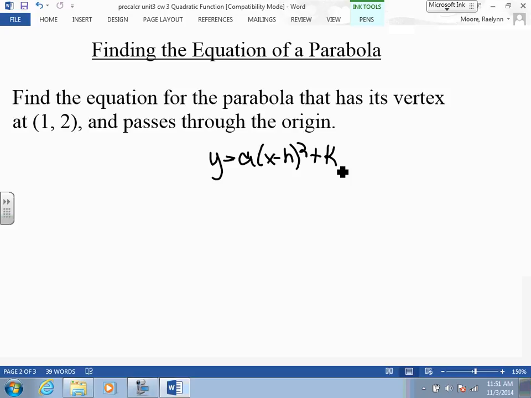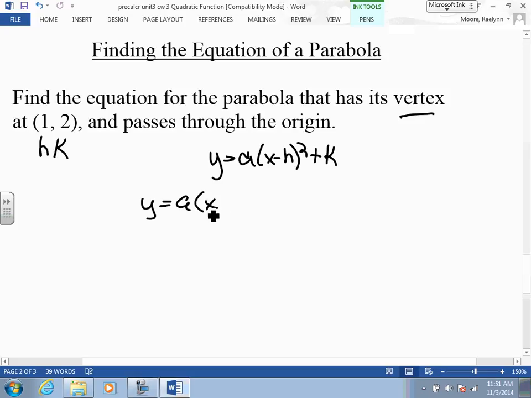So we walk through this and it says it has a vertex. Oh, I know this is h. I know this is k. So I substitute them in. y equals a(x − 1)² + 2. I almost have it. The only thing that's stopping me is a. I've got to find the value of a. So if I can eliminate everybody else but a, can I find a? So the only other thing I can eliminate is my x and my y.